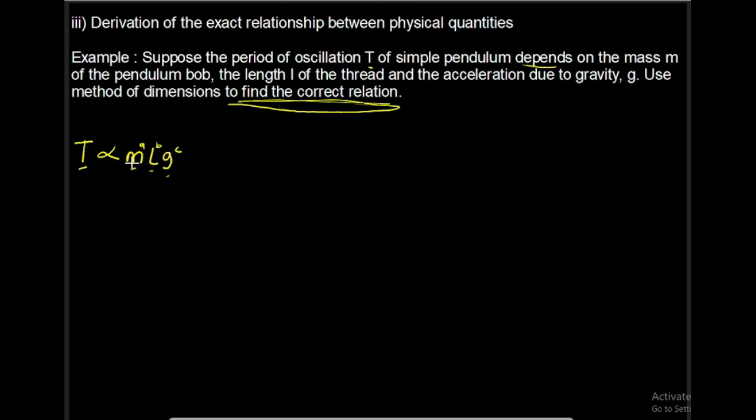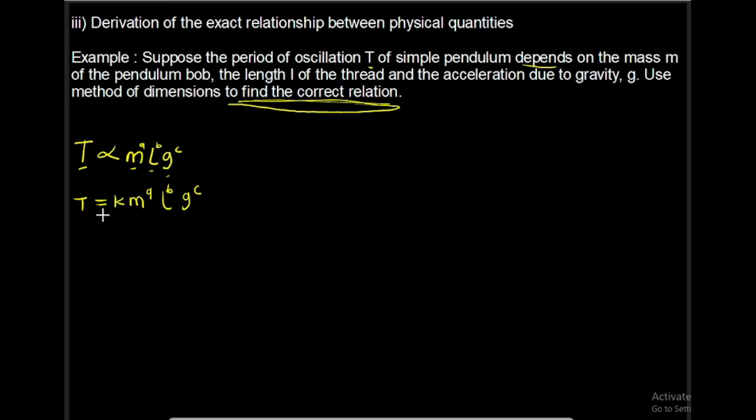Now, this is proportionality sign. In order to be able to solve this, we need to convert it to an equation. So we need to change this proportionality sign to equality sign. So how do we go about that? We're going to have T equals, we introduce our constant. Anytime you change proportionality sign to equality sign, you introduce your constant. So we have T equals k m raised to power a, l raised to power b, g raised to power c. Okay, so now we can solve our equation.